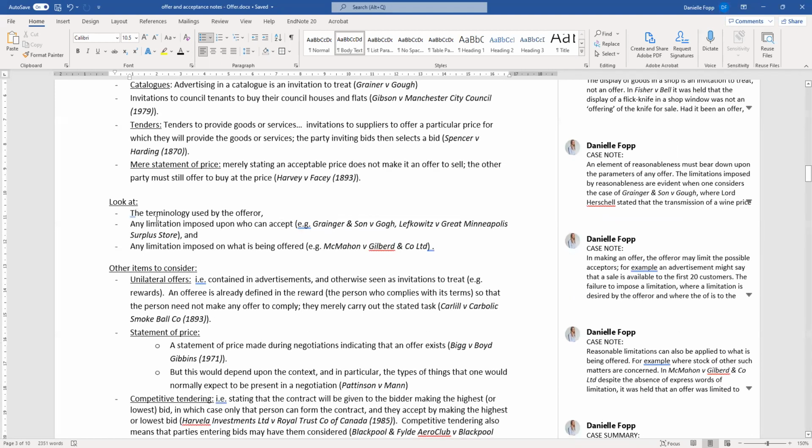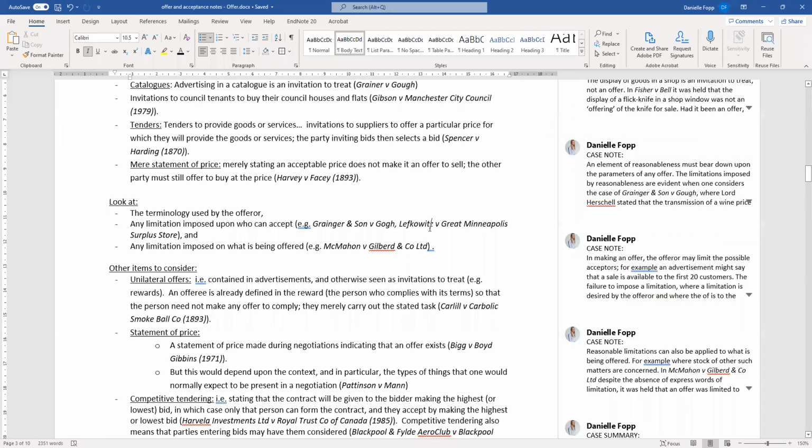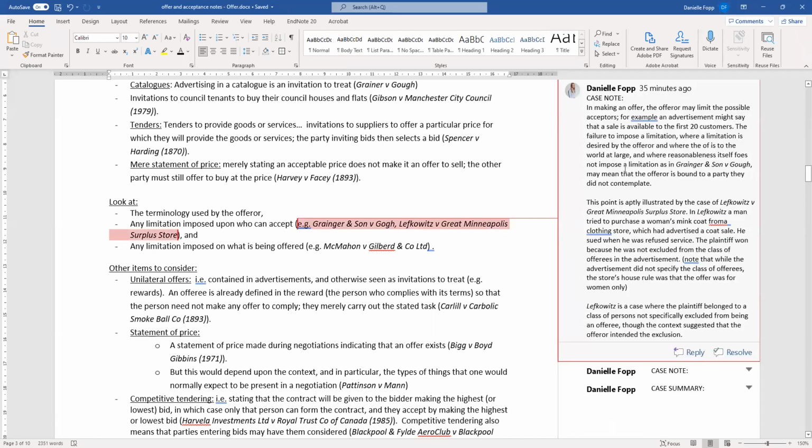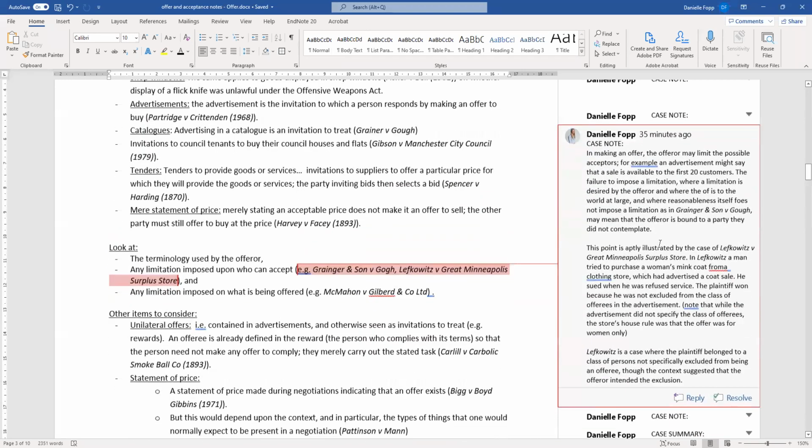Now, some things to look at regarding invitation to treat. So obviously the terminology used by the offeror. Then we have any limitation imposed upon who can accept it. And this is a key case here, which we have the note here. And then any limitation imposed on what is being offered. So I've made some additional notes here on top of that little case note there.